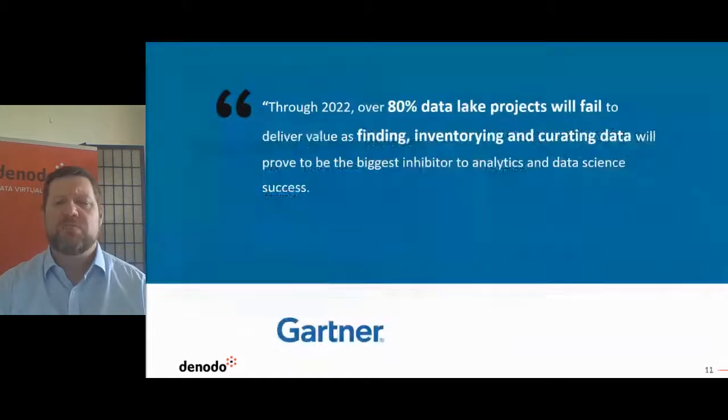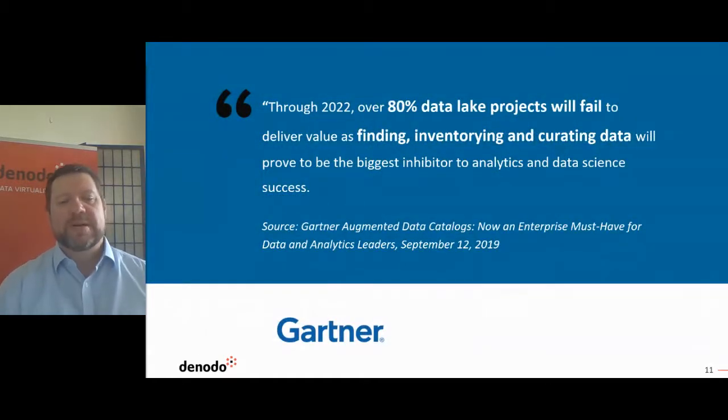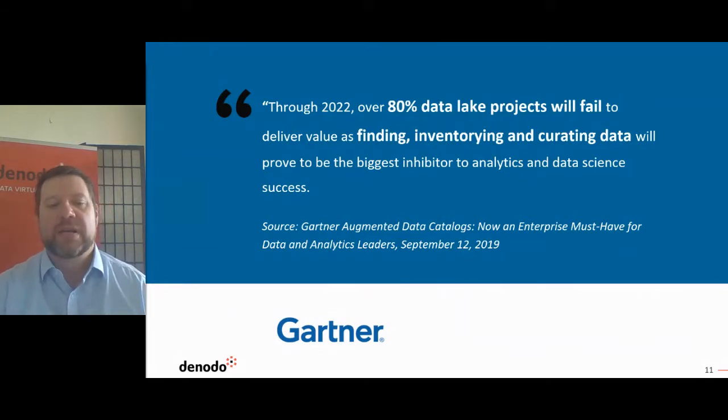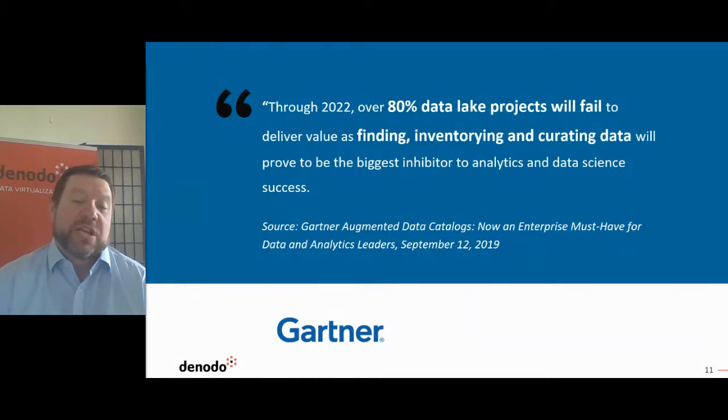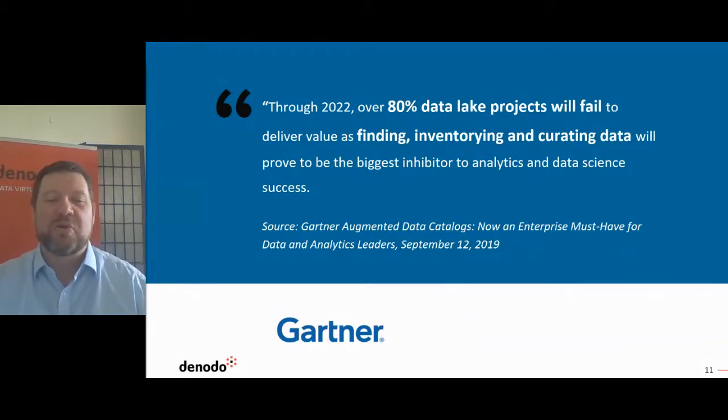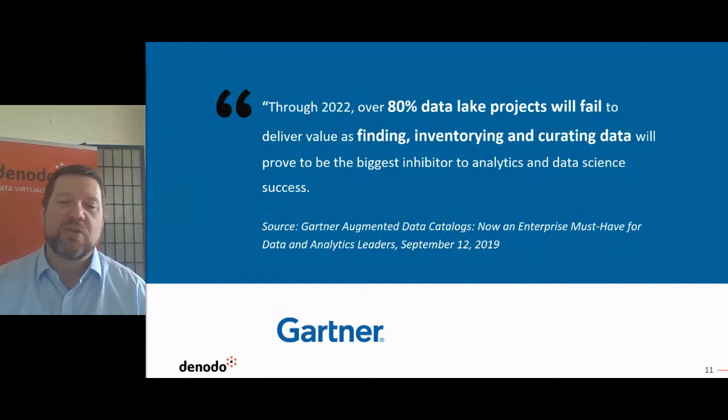Though in 2019, in Gartner's Augmented Data Catalog report, they actually found that 80% of data lake projects will fail, all because users are unable to find, inventory, understand, curate that data. And so this means that we're going through all this effort to pull all this data together, to put it in one place, and there's a high likelihood that it'll fail. 1 in 5 will be successful, but a physical data lake has a lot of risk, a lot of overhead, a lot of expense associated with it.